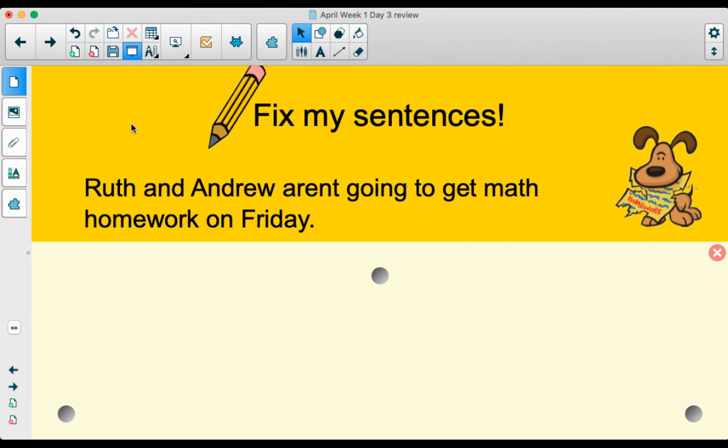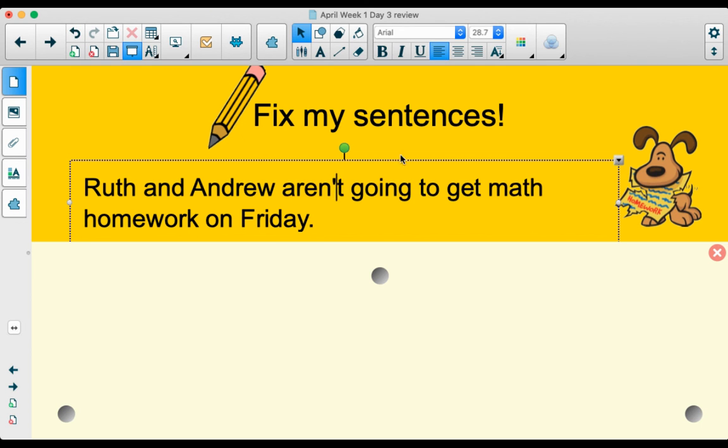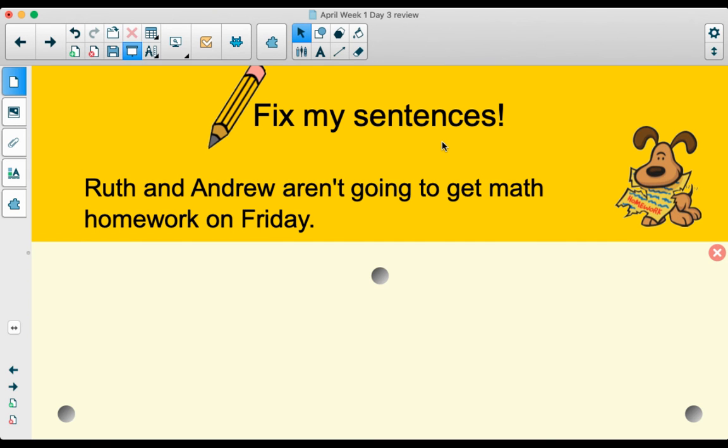Let's look at the word aren't. I know it's a contraction, but it's missing the apostrophe. Let's add the apostrophe between the N and the T. Now let's reread this sentence to make sure I've caught all of my mistakes. Ruth and Andrew aren't going to get math homework on Friday. Whew, looks like I fixed it.